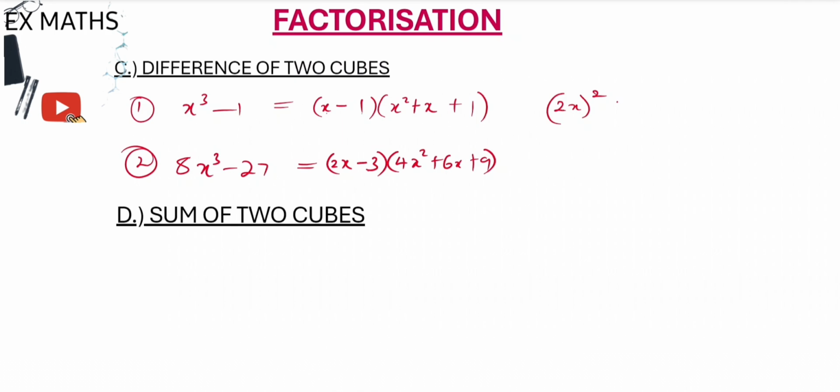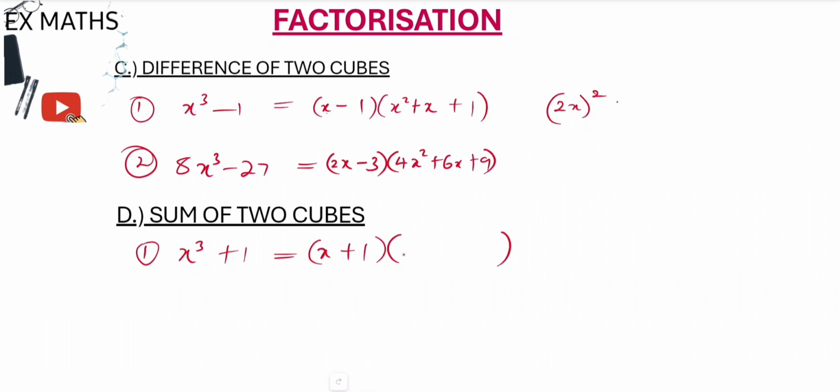Sum of 2 cubes is almost similar to difference of 2 cubes, but what differs now is that the different sign is minus, and the sum means there's addition between 2 cubes. Let us have examples. Let's say we have x cubed plus 1. So we make our 2 brackets, small bracket and a bigger one. Then we find cube root of x cubed, that will be x plus cube root of 1, 1.